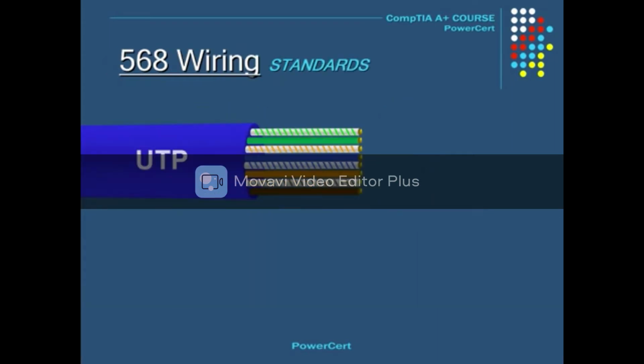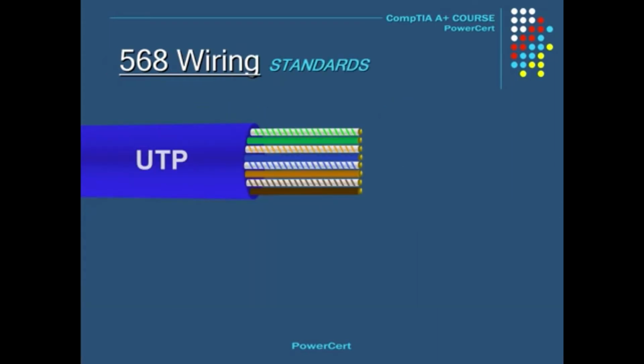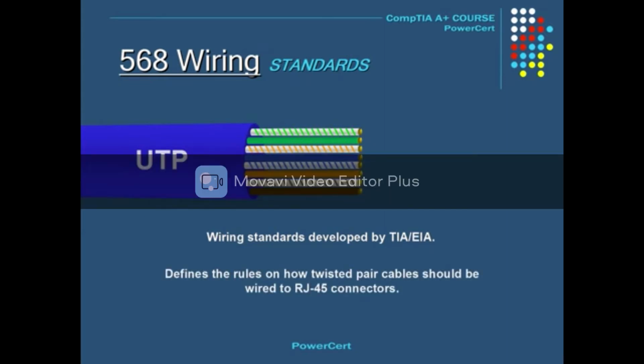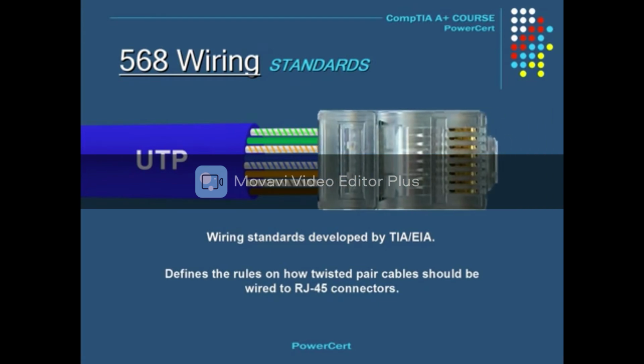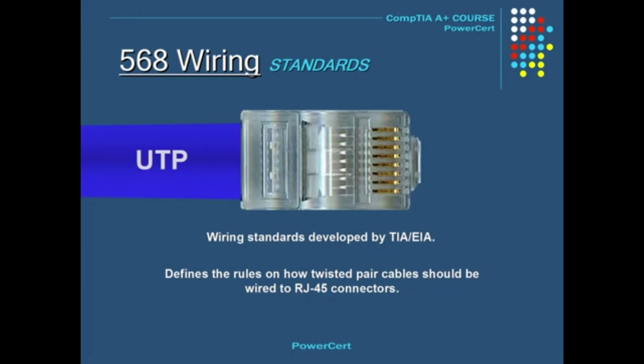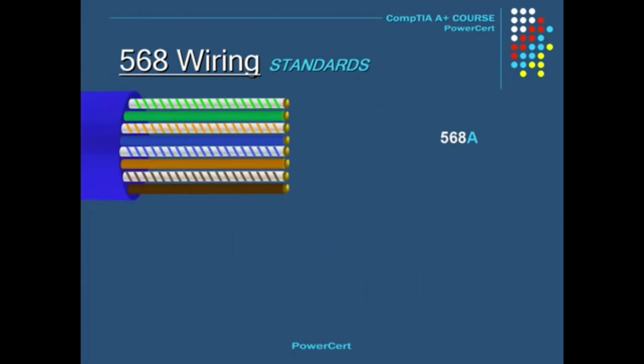The terms 568A and 568B refer to a set of wiring standards developed by TIA/EIA, also known as the Telecommunications Industry Association. These terms define the rules on how twisted pair cables should be wired to RJ45 connectors. And these wires must follow a certain order so that the network can function properly.